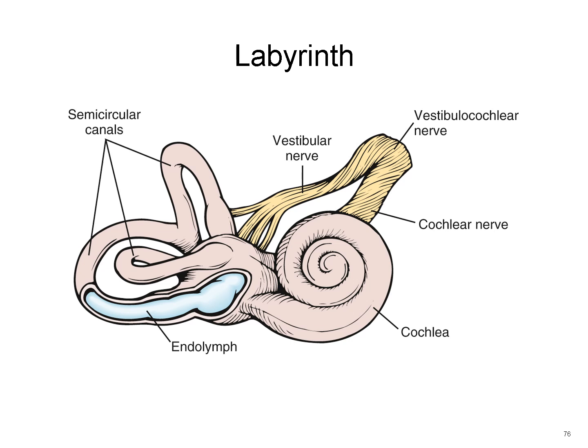The vestibular nerve, along with the cochlear nerve, forms the vestibulocochlear nerve, or cranial nerve 8, which carries both balance and hearing information to the brain.